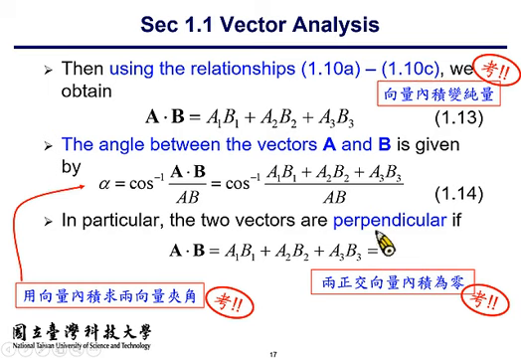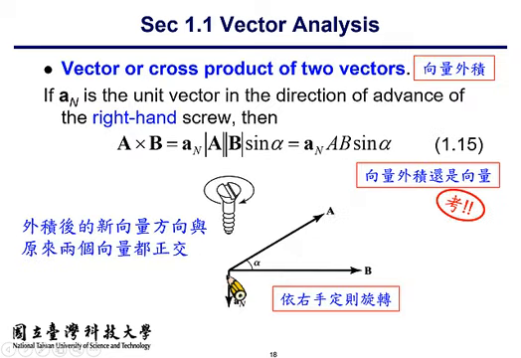So, as already mentioned, if the two vectors are perpendicular to each other, orthogonal to each other, the dot product becomes 0 for any two vectors that are perpendicular. On the other hand, if you find that the dot product of the two vectors equals 0, then you can conclude they are perpendicular to each other, right? And next is the vector cross product, the cross product.